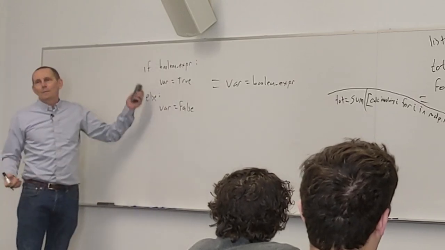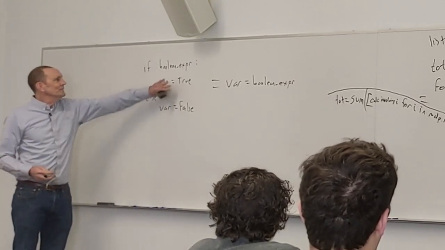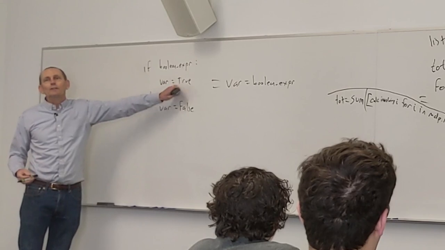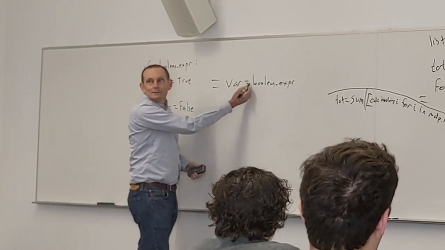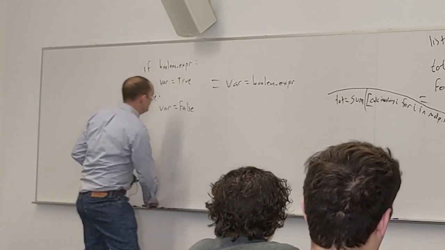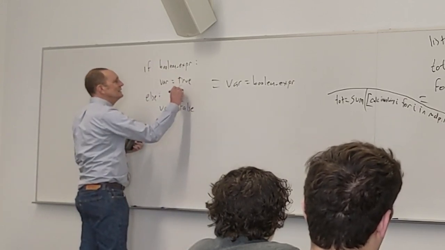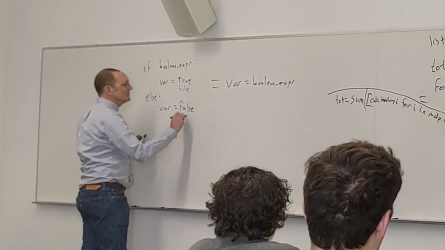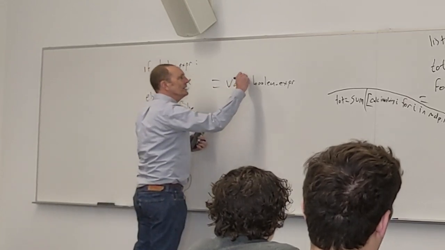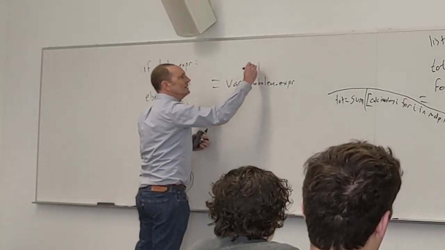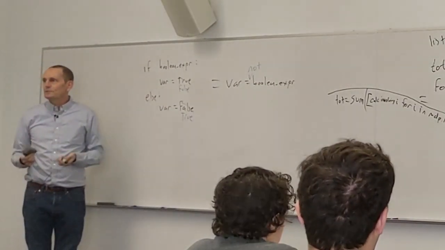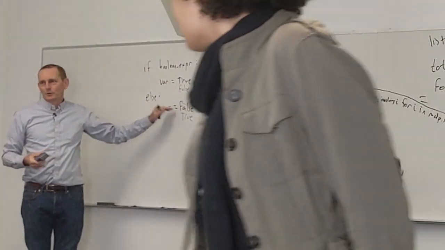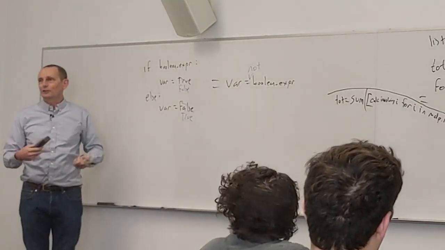This is just so common, all right? If these are reversed, if this is var equals false and this is var equals true, put a not in here. So if it's false and true, then throw in a not. Same thing for returns: if you're returning true or returning false, just return your Boolean expression.